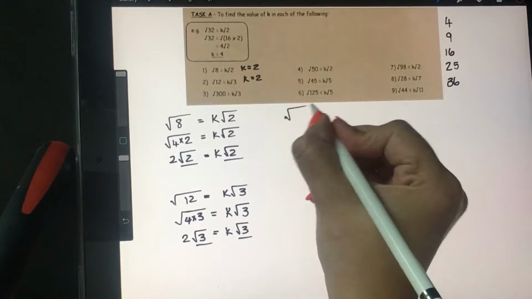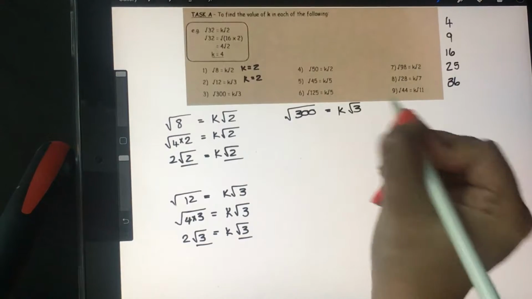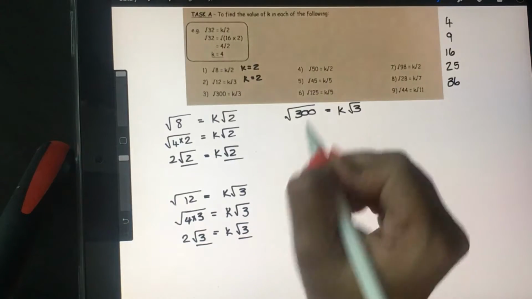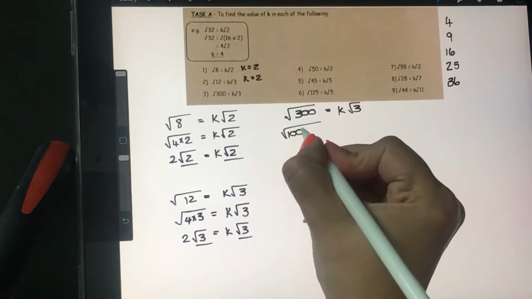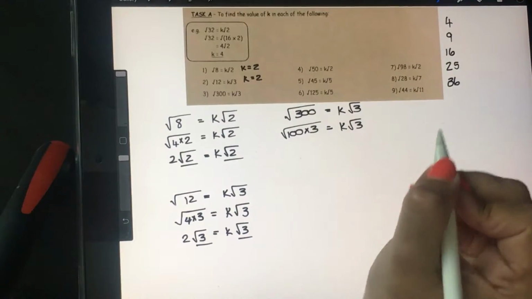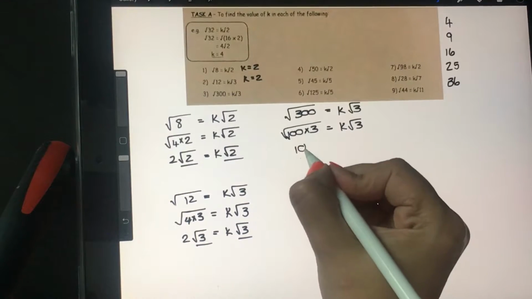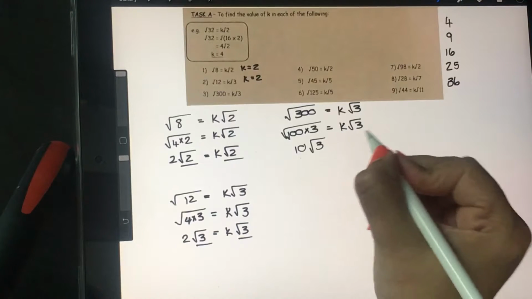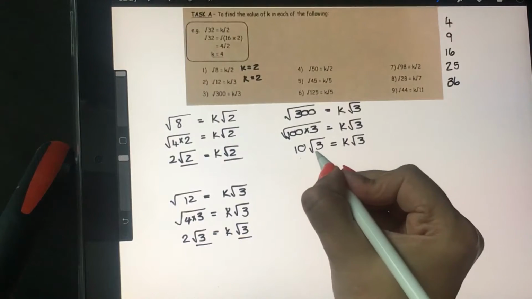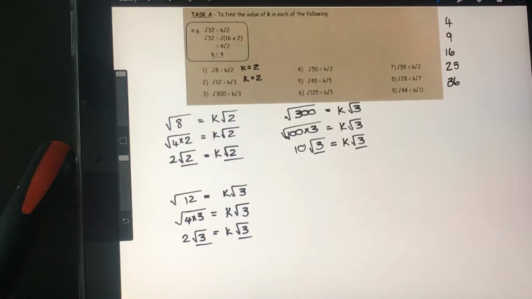For number 3, we've got 300. Root 300 is equal to k root 3. Now the biggest square number that can divide into 300 is actually 100. 100 times 3 will give me 300, and that is equal to k root 3. The square root of 100 is 10. This 3 stays inside the surd, and you're left with 10 root 3. Since that surd and that surd are exactly the same, k is equal to 10.